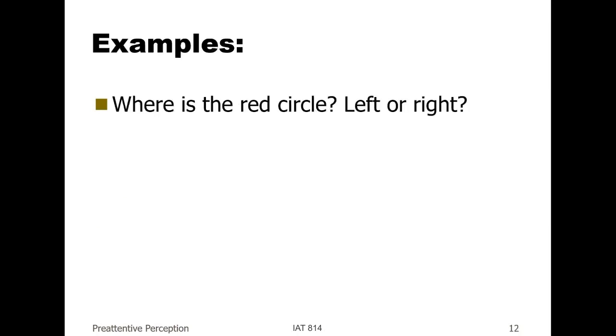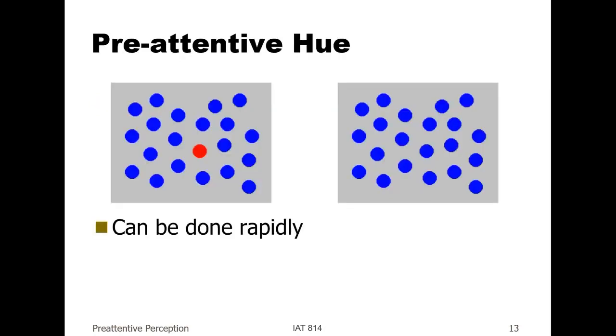Okay, so now I'd like to talk about some examples of things we can detect and things we can't detect preattentively. So I'm going to show you an example of locating something that we can detect rapidly. So the question is, is there a red circle in 2 fields of distractors? Is it to the left or to the right?